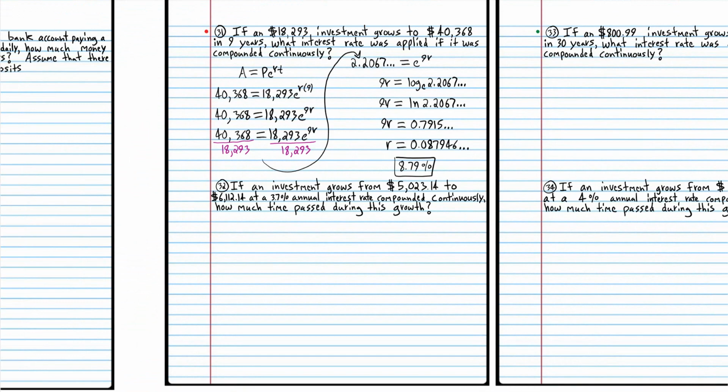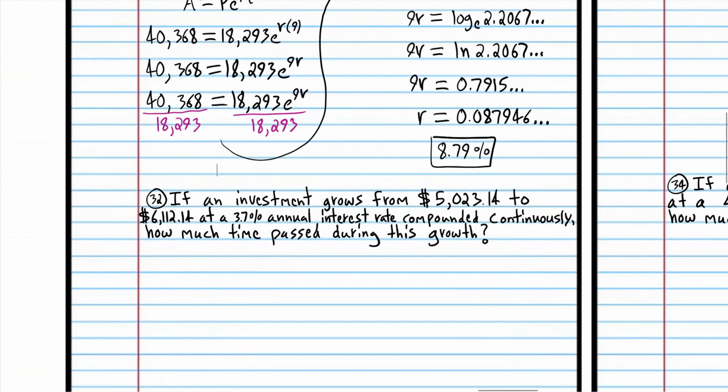So let's try another one of these before you try one on your own. So it says here, an investment grows from $5,023.14 to $6,112.14 at 3.7% annual interest, compounded continuously. How much time passed during this growth?